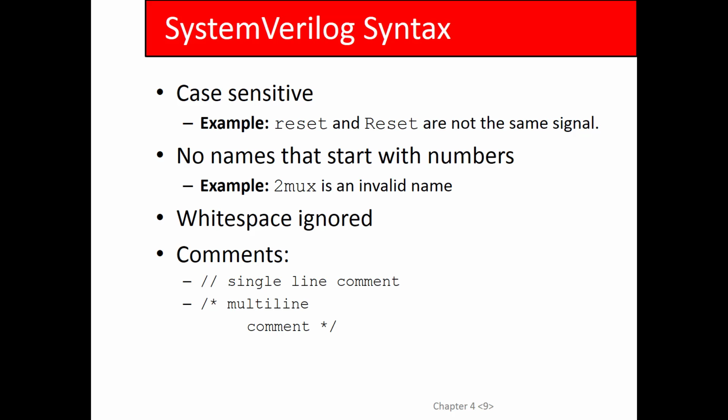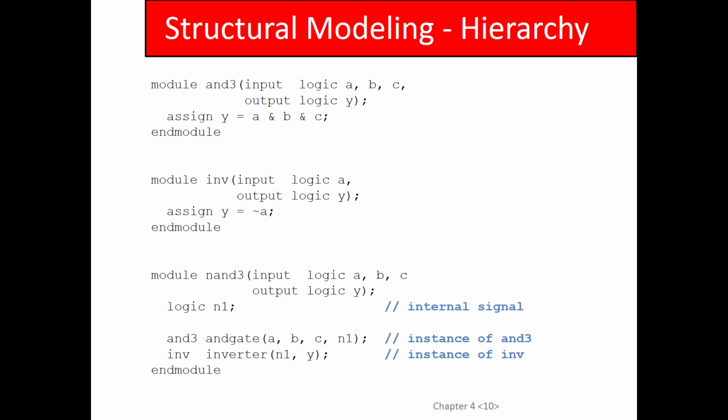Names can't start with numbers, I think, is a pretty common restriction. White space is ignored, also very common. And comments are the same style as C and C++, where you've got block and stream comments. Same syntax. Okay, so here's some structural Verilog for you. Here's an AND gate and an OR gate module that are defined in a similar way as I defined the other one.